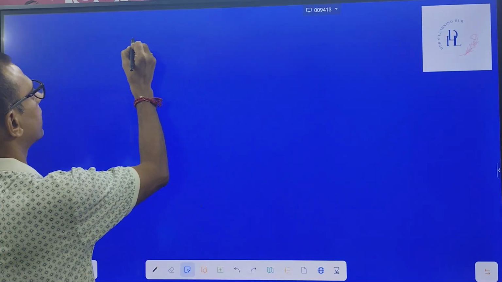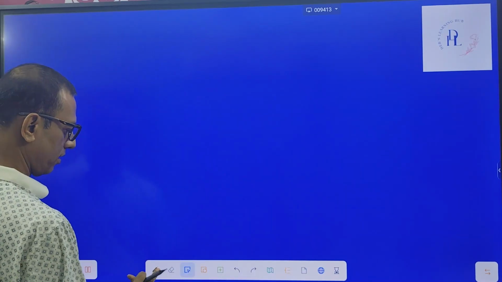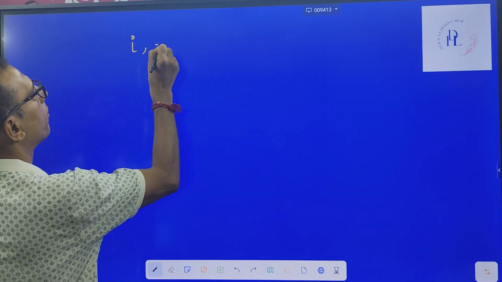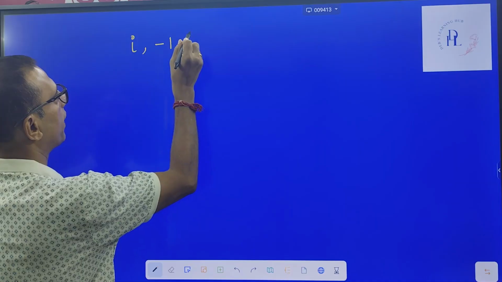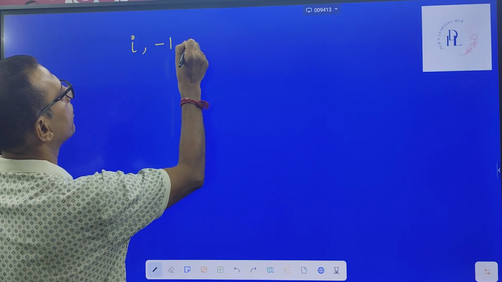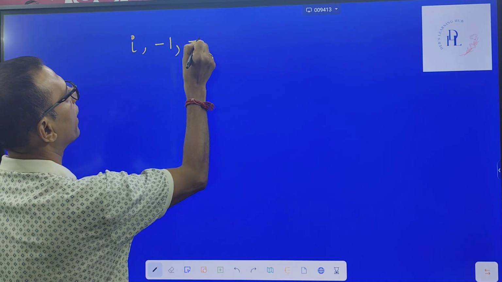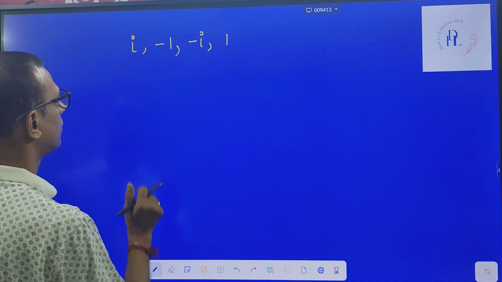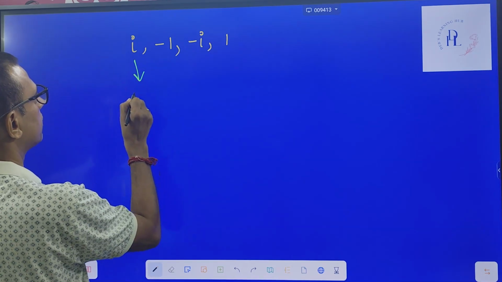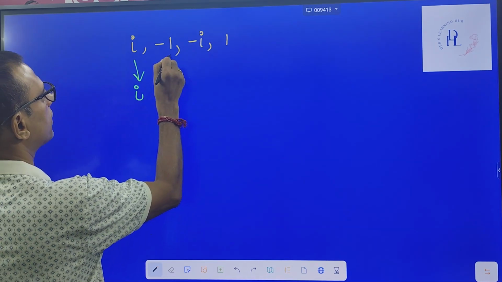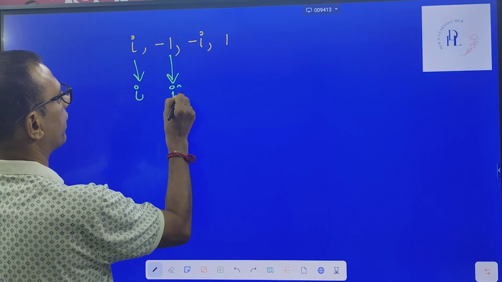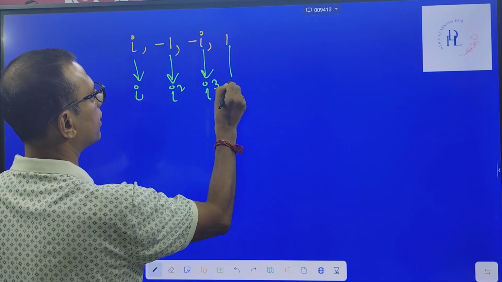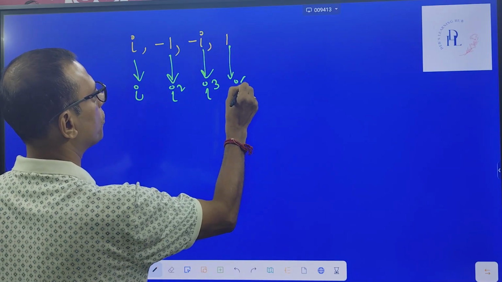Another simple thing when we are considering the powers of i: i, then -1, i square is -1, then again -i, and then it is +1, right? So what is this? This is i. This is nothing but i square. This is nothing but i cube. This is nothing but i to the power 4.